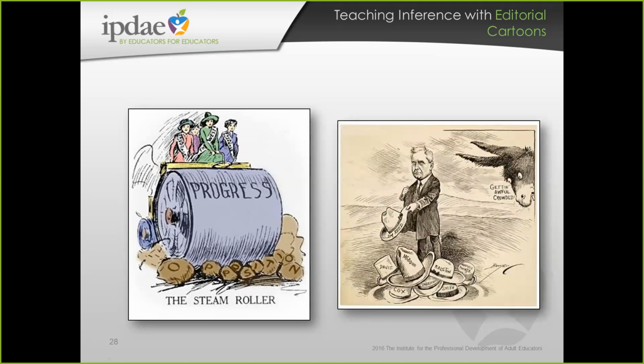But we have another little editorial cartoon that I think we can teach a whole lot of symbolism, et cetera, with this one. So you want to take it away for us?